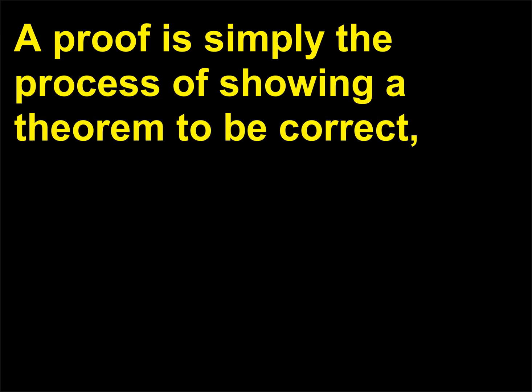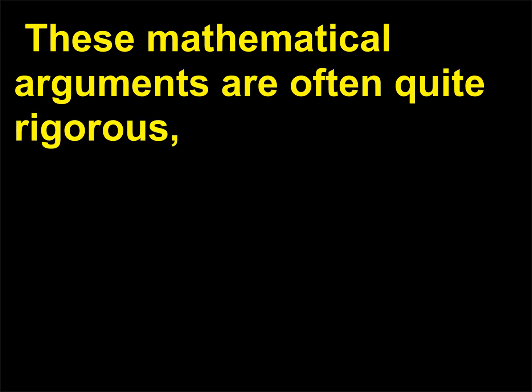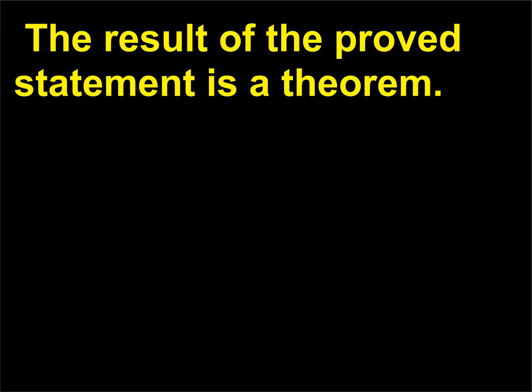A proof is simply the process of showing a theorem to be correct, although the process itself might not be simple. These mathematical arguments are often quite rigorous, and they are used to demonstrate the truth of a given proposition. The result of the proved statement is a theorem.